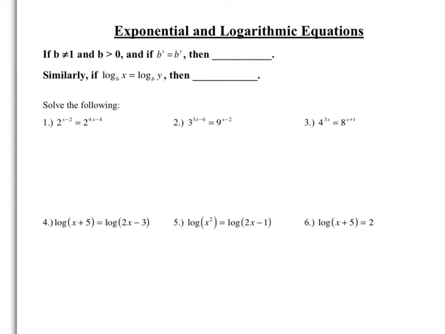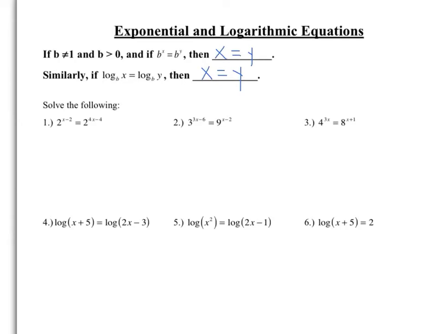b cannot be 0, or it cannot be 1, and it has to be bigger than 0. So if base b to the x equals b to the y, it's simply the exponents have to equal each other. So x has to equal y. And similarly, we're talking about logs with the same base. So if you have logs with the same base, then what you're taking the log of has to be equal. So x, again, has to equal y.